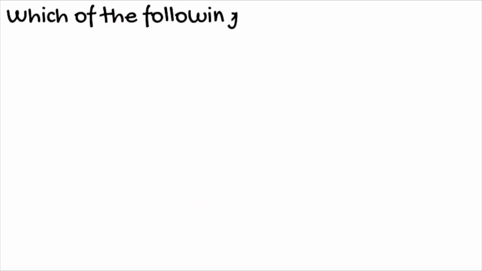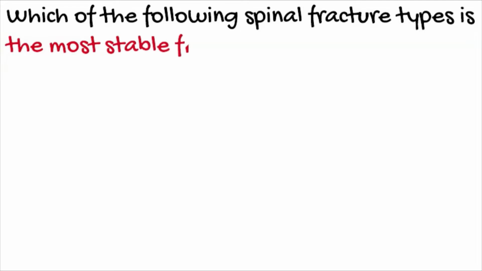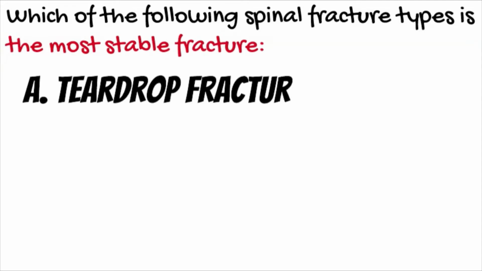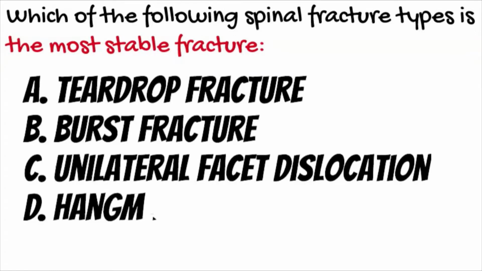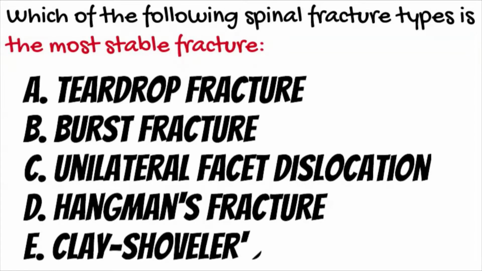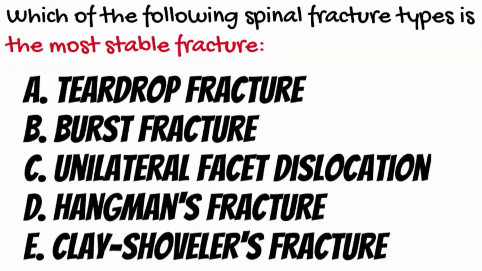Which of the following spinal fracture types is the most stable fracture? A. Teardrop fracture. B. Burst fracture. C. Unilateral facet dislocation. D. Hangman's fracture. E. Clay-Shoveler's fracture.